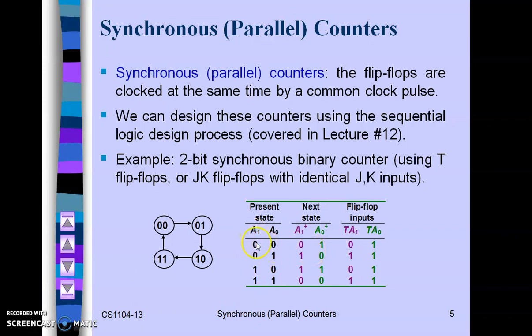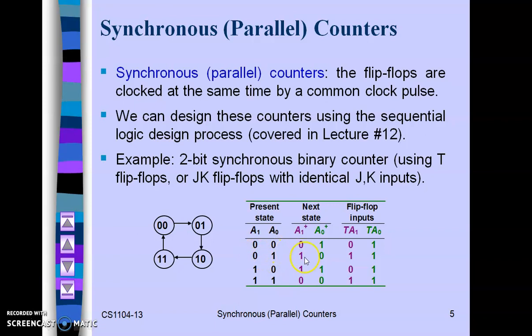Here A1 is 0 and A1 plus, that is the next state, is also 0, so it is a no change. That can happen if the input is 0, so the no change situation will occur. But here A0 is 0 and A0 plus, the next state, is 1, so it is toggled. When it gets toggled, the input for the A0 flip-flop, that is TA0, should be 1. Like this for the next state: present state 01, and then the next state is 10.